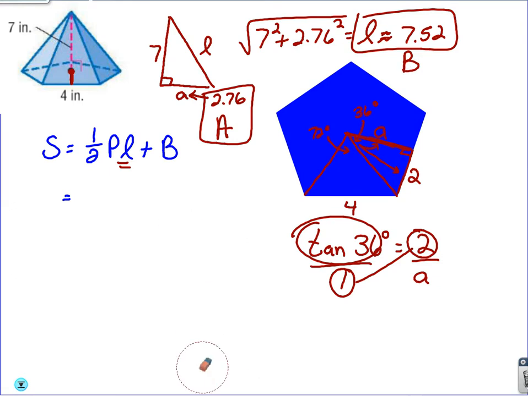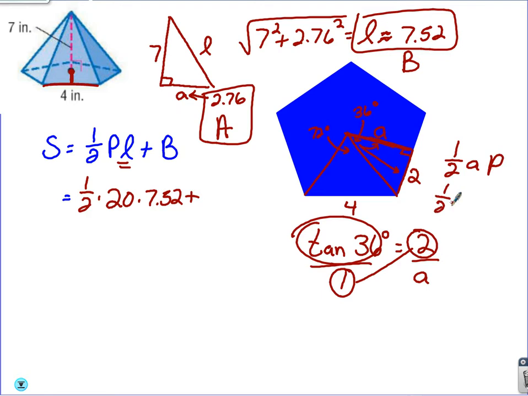My formula is, surface area is equal to 1/2 times perimeter. That's easy. It's got 5 sides. Each side is 4. What's the perimeter? 20. Times the slant height, which is 7.52, plus the area of the base. We find the area of the base by doing 1/2 times the apothem times the perimeter, which is 1/2 times the apothem, which was about 2.76, times the perimeter, which is again 20. Let's type the whole thing in. We're done.